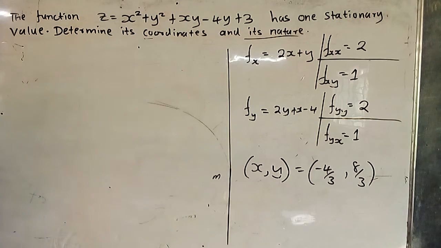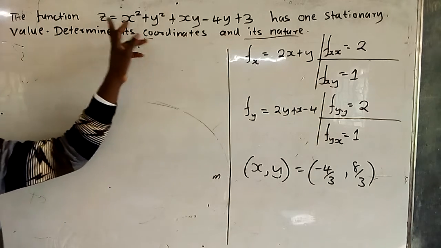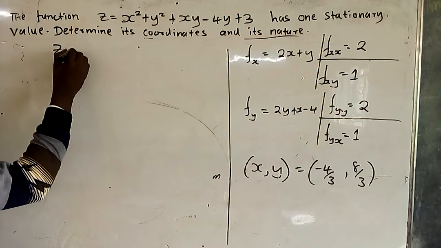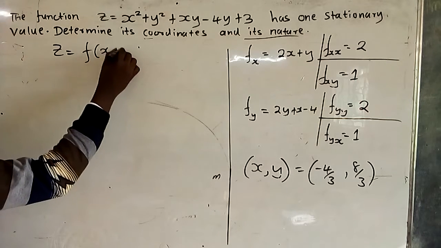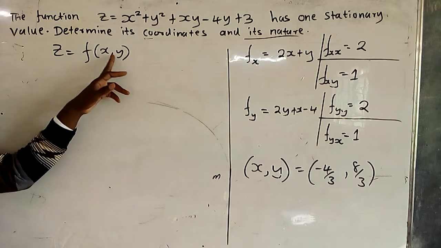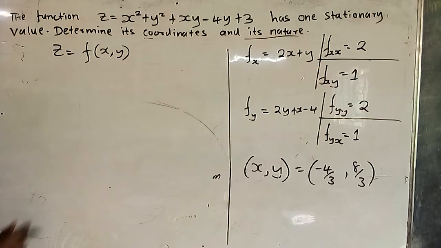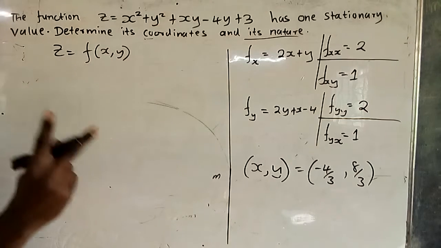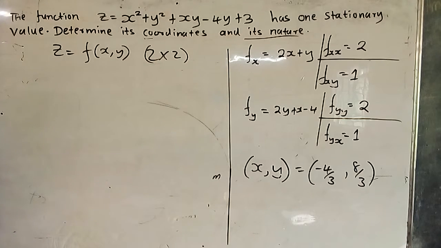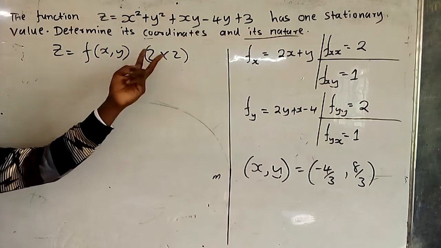So for you to construct a Hessian matrix, remember z was a function of x and y, isn't it? A Hessian matrix is a square matrix. Here we have two variables, x and y. If we have two variables, x and y, it means a 2 by 2 matrix.